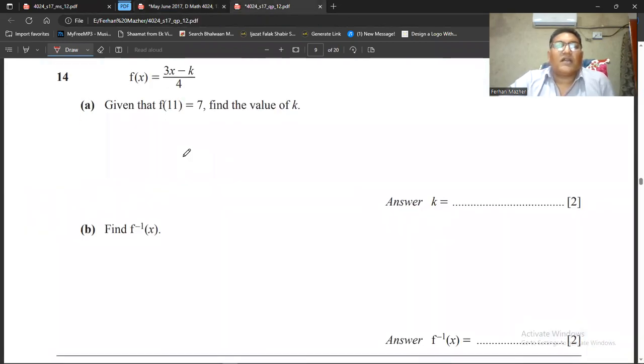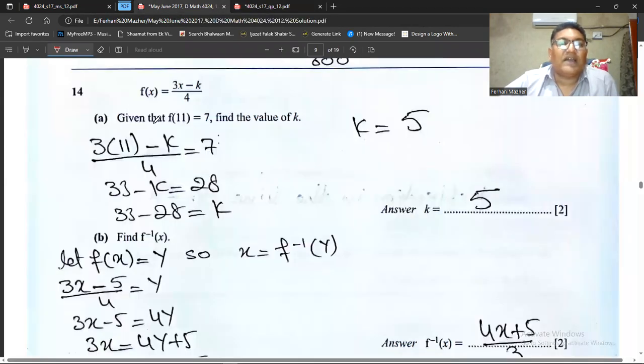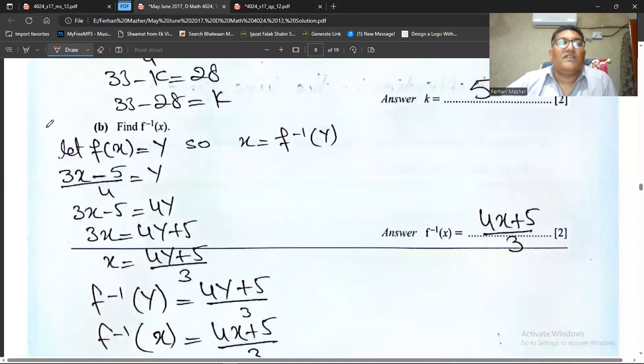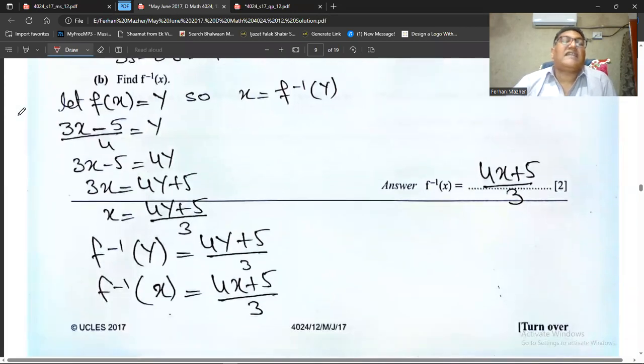Okay, now question number 14, it's B part. They want me to find the f inverse of x. Whenever you want to find the inverse of a function, the method is very simple. We always write this: let f of x equal y, so x will be equal to f inverse of y. This is a standard sentence which we always write.